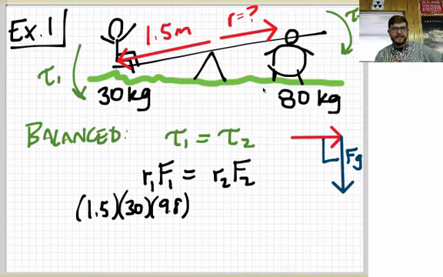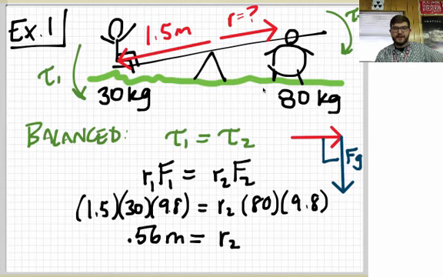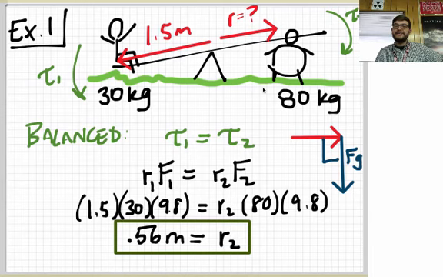My radius is 1.5. My force is my weight, so 30 times 9.8. That equals the second radius, times his force, which is 80 times 9.8. When I divide both sides by 80 times 9.8, I get that R2 equals 0.56 meters. So he needs to sit pretty close to the pivot point. You can see there's a balance between his weight and how far he needs to be from the pivot point. Because he's bigger, he needs to be closer to the pivot point. Again, you'll see this a lot better in lab than me just talking and throwing numbers at you.